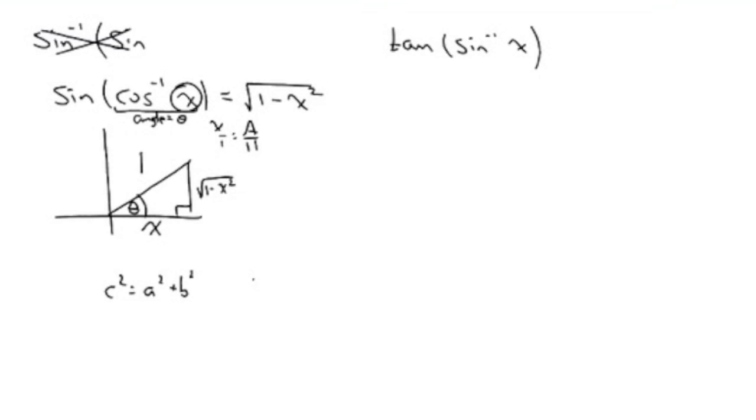How about this one? Tan of sine inverse of x. So you put your angle in the first quadrant. How do I label the sides? X over the side over here? X, the hypotenuse, and the third side? The square root of 1 minus x squared. And then the tangent of this would be? X over the square root of 1 minus x squared. This one I highly suggest you do not rationalize. Just leave it like that. It's safer to leave it like that.